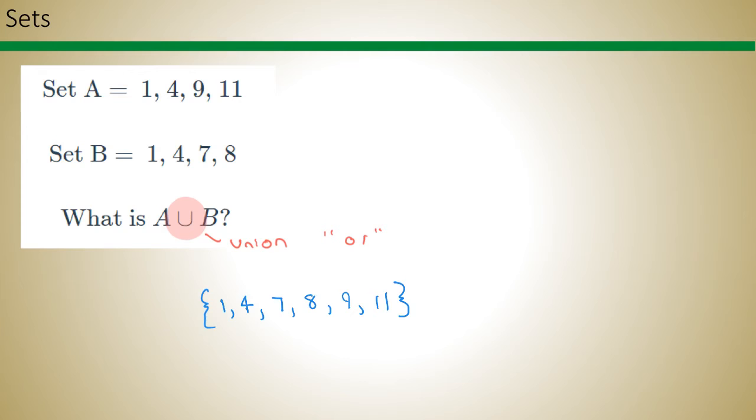And I'm just going to run through this and make sure I got them all. So I've got a 1 is taken care of, 4 is down there, I put 7 in there, I put 8 in there, 9 is down there, and 11 is down there. So this would be the union of these two sets.